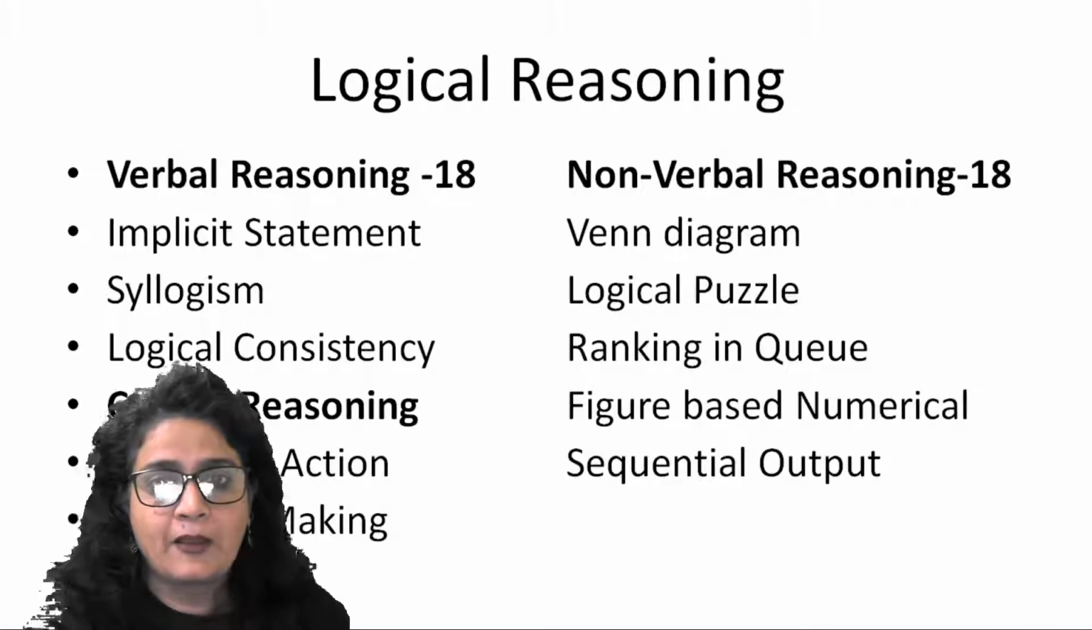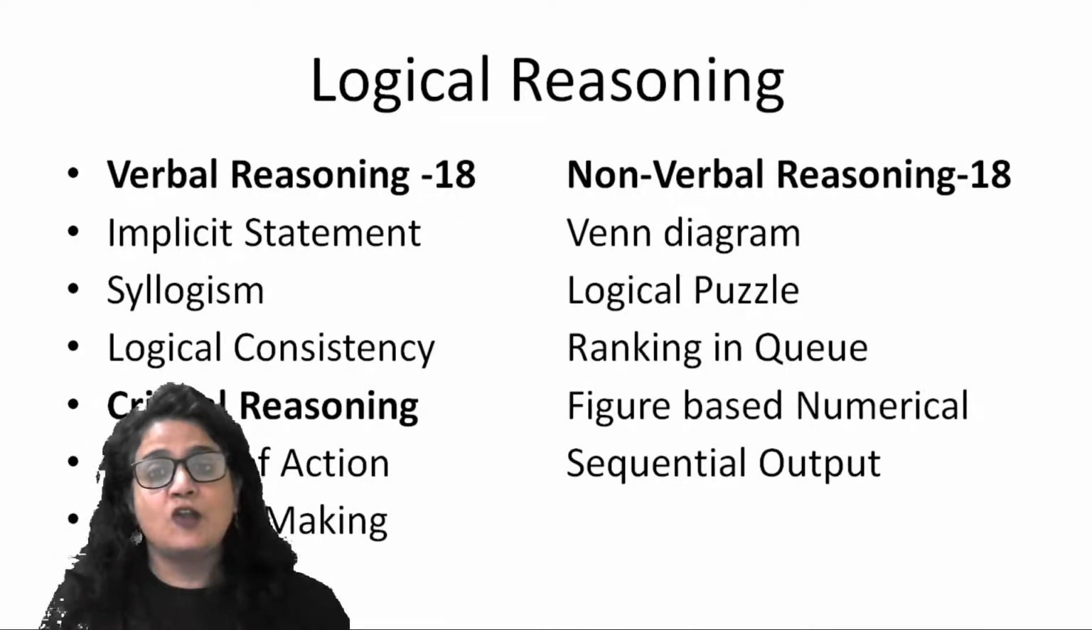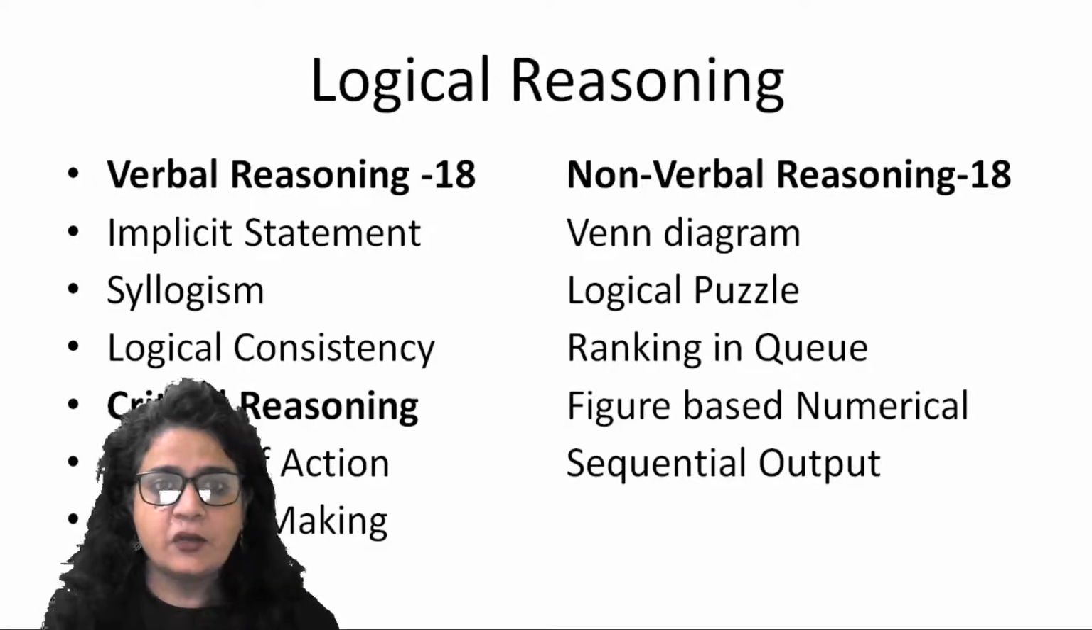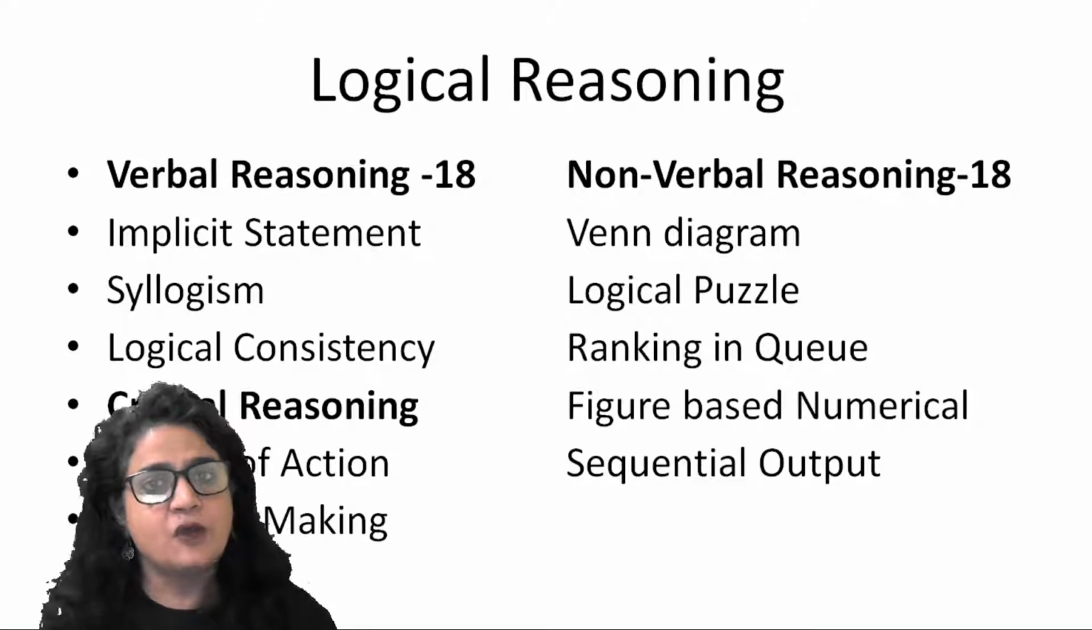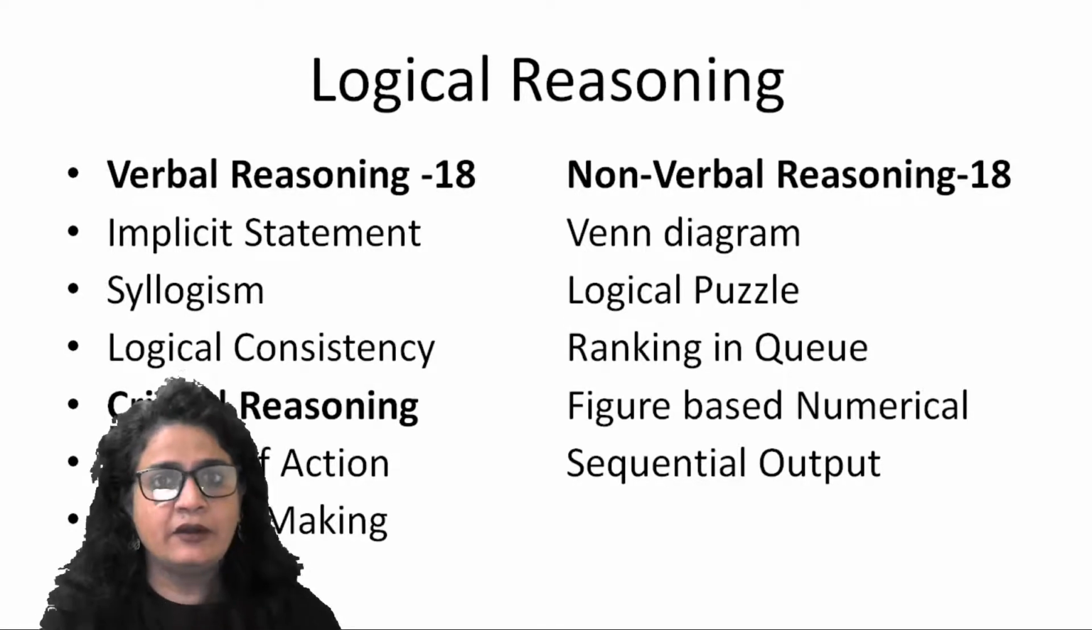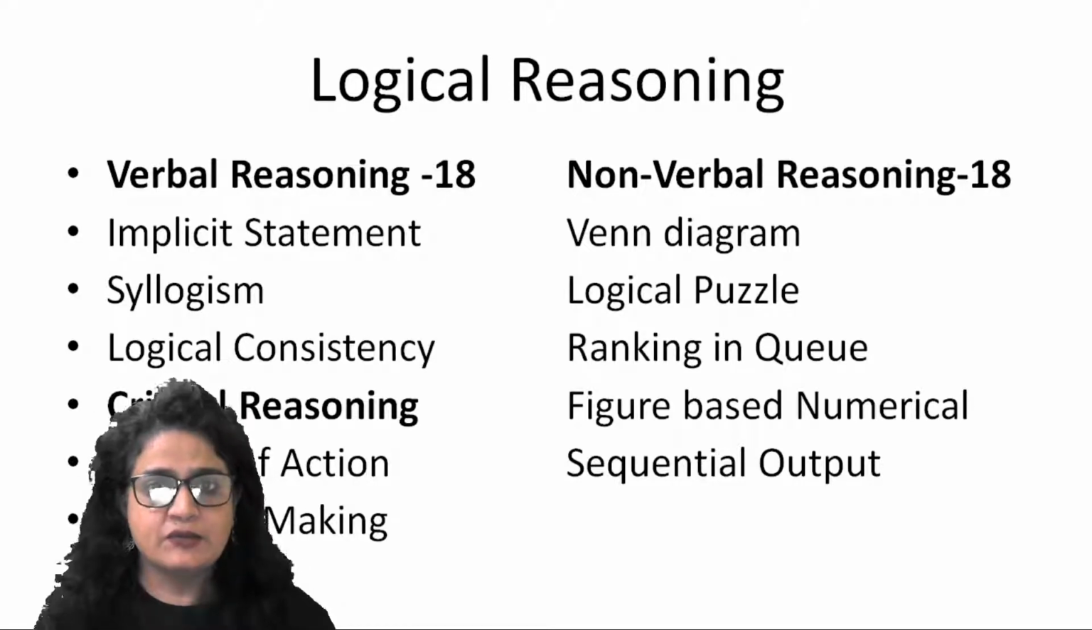Now let's say second is logical reasoning, verbal reasoning and non-verbal reasoning. That's how this entire part was segregated. So 18 questions in verbal reasoning, 18 questions in non-verbal reasoning. Implicit statement, where you are asked to see what is the implicit assumption and what cannot be assumed. It is this kind of question.